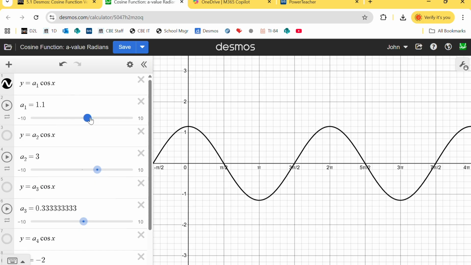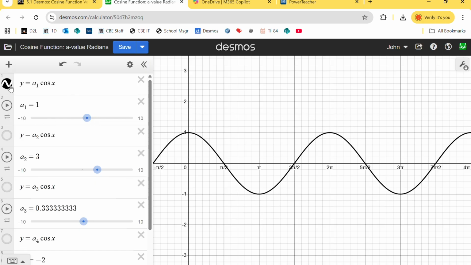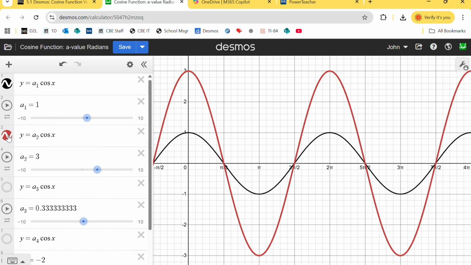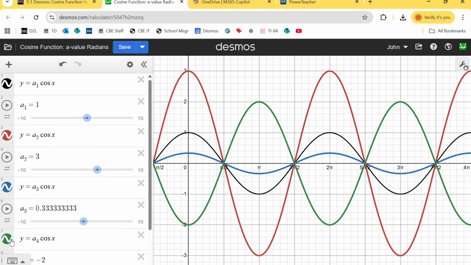I'm going to go back to 1 here. So there's our original cosine graph. A value of 3 is a vertical stretch about the x-axis. A value of 1/3 is a vertical stretch about the x-axis by a factor of 1/3. And then a value of -2 is going to be a reflection and a vertical stretch about the x-axis by a factor of 2. And there it is, just like in class.